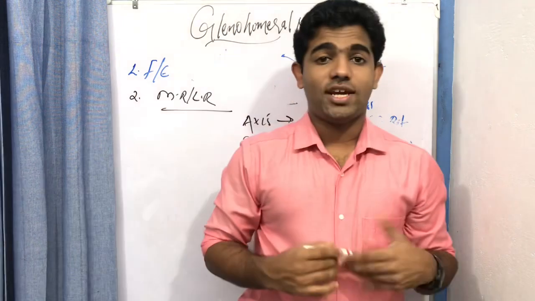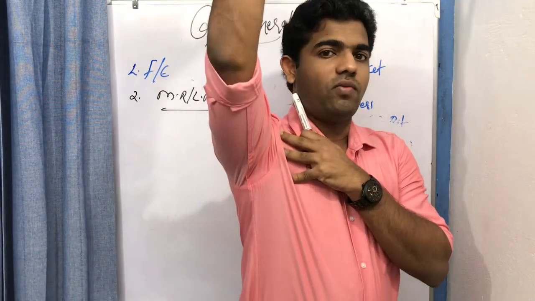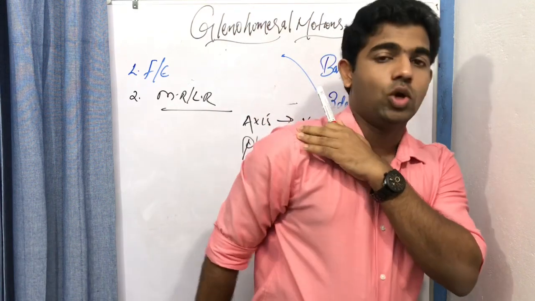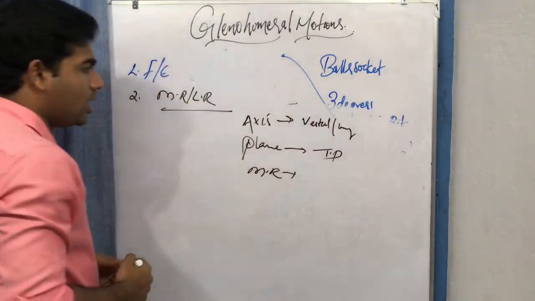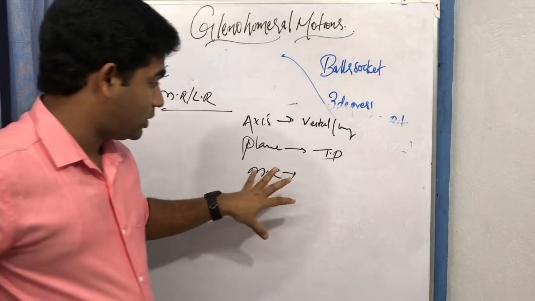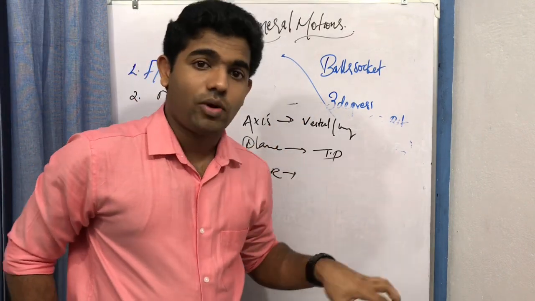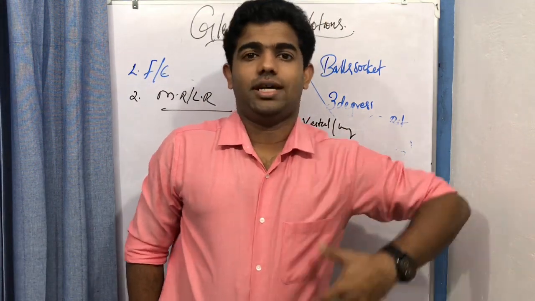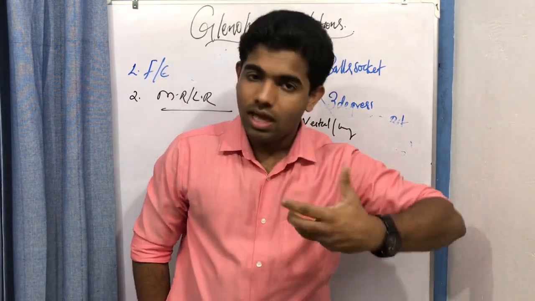What was the movement of flexion and extension? This is shoulder flexion and this is extension, which have about 120 and 30 to 50 degrees. Don't forget that. So the axis of the movement is vertical and the plane is the transverse plane. Medial rotation is rotation in the medial direction, toward the midline of the body, and lateral rotation is rotation in the lateral direction.